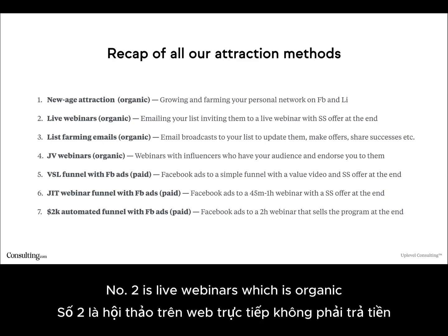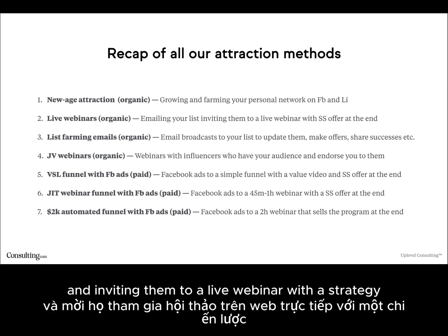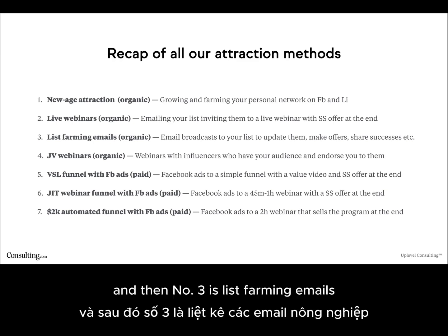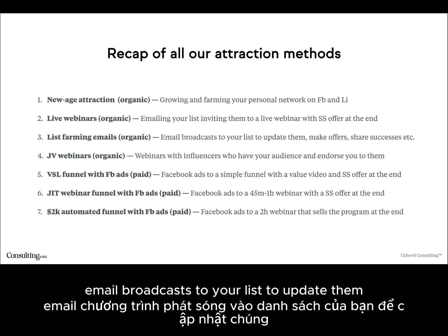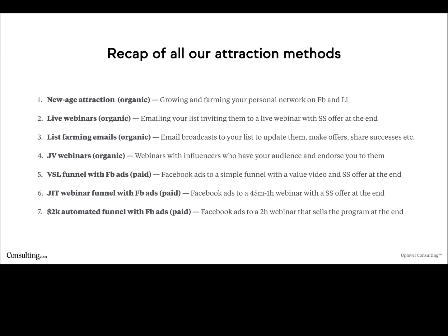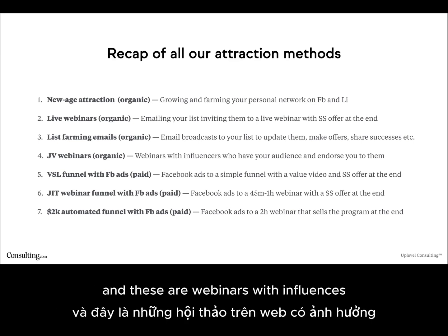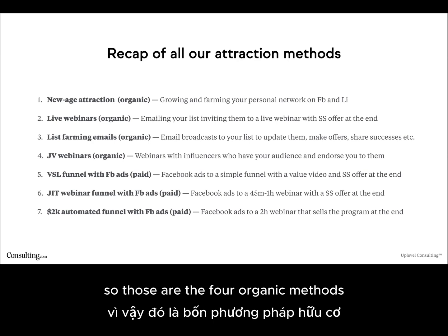Number 2 is live webinars, which is organic, and this is emailing your list and inviting them to a live webinar with a strategy session offer at the end. And then number 3 is list farming emails, again organic. And these are email broadcasts to your list to update them, make offers, share success stories, etc. Then the final organic one, JV webinars, number 4. And these are webinars with influencers who have your audience and endorse you to them. So those are the 4 organic methods.